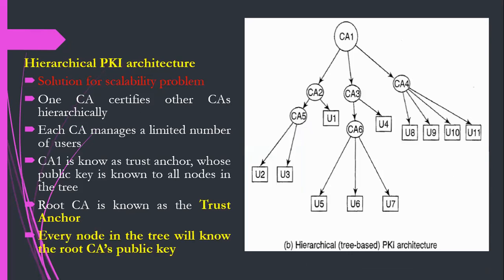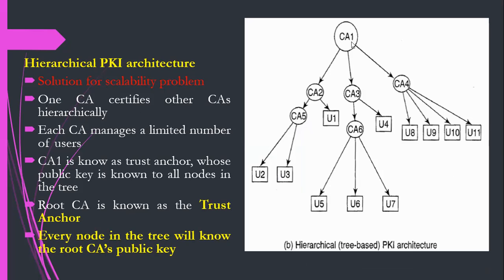Okay. So let us move on to the next one. Second comes the hierarchical PKI architecture, which eliminates the problems in the very first, that is, providing a single certificate authority. This gives a solution to the scalability problem. We have looked at the scalability problem in the very first architecture. Here one CA certifies other CAs hierarchically.